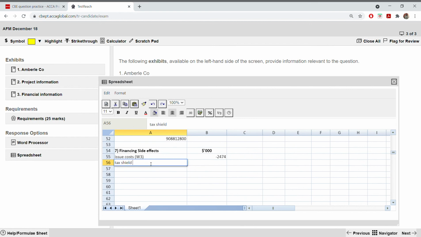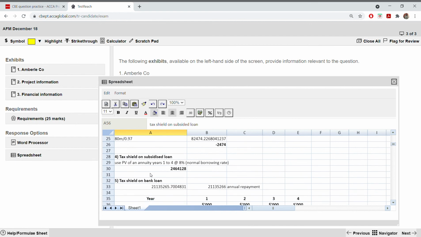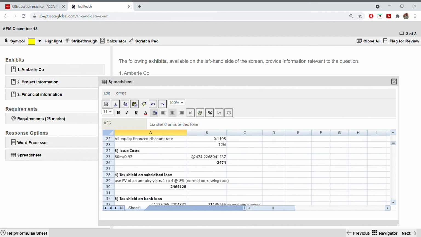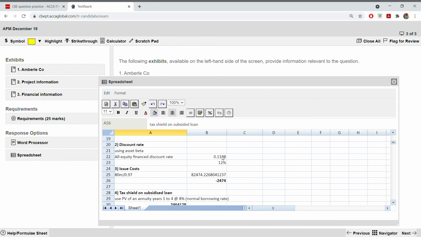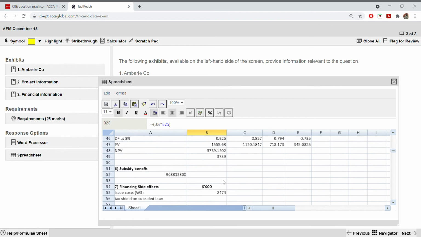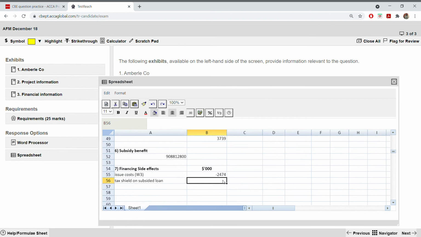Tax shield on subsidized loan. But you don't go and change there by three zeros, otherwise this number will change. What you can do is copy paste this exact same number on some other cell, and then you drop down the three zeros like from 80 million, and then do it. You will get this. Then you can copy paste it. I hope you are understanding and not getting confused.